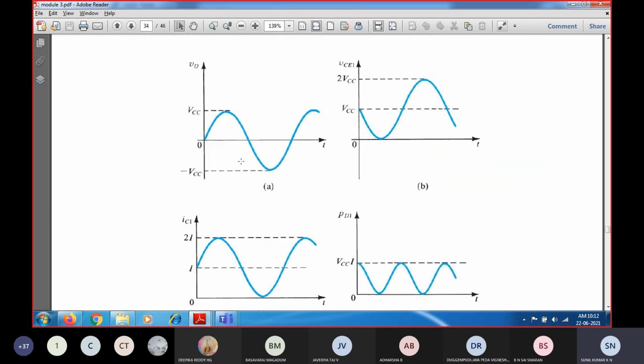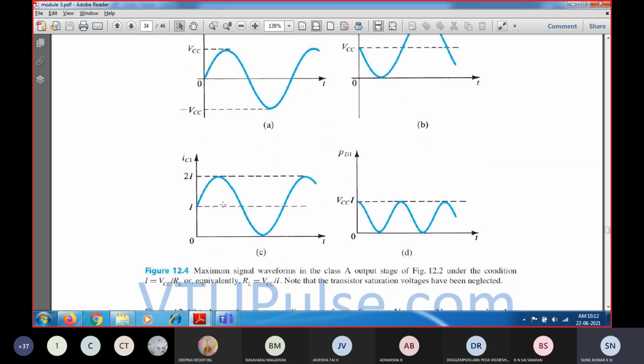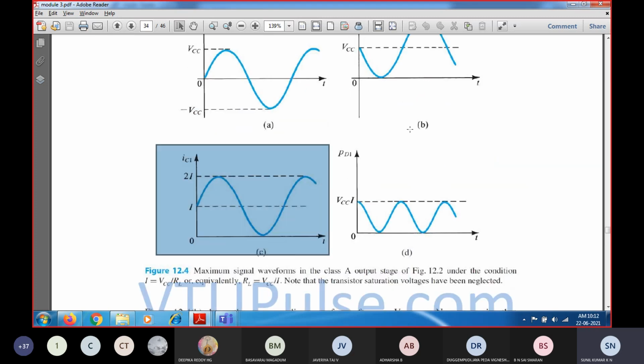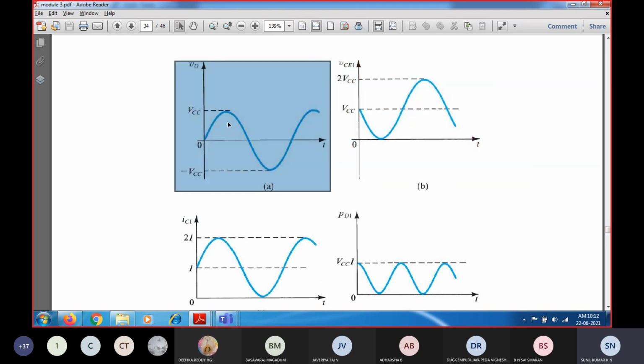And then we have seen the different waveforms with respect to output voltage as well as the collector to emitter voltage and the collector current. This is nothing but output current, and this is nothing but the collector to emitter voltage. And we have seen the output voltage from the transfer characteristic itself. So it will reach a maximum of VCC minus VCE saturation.